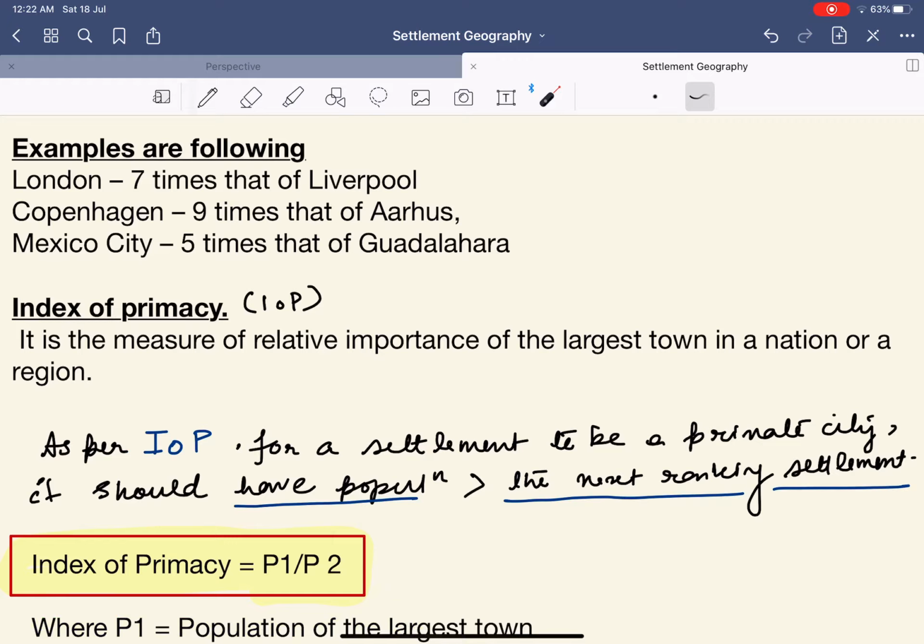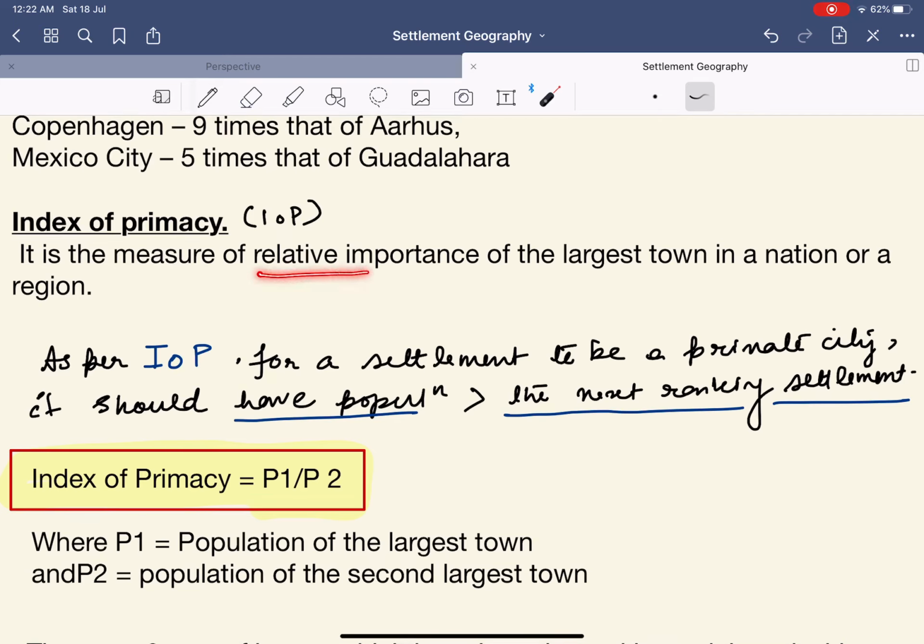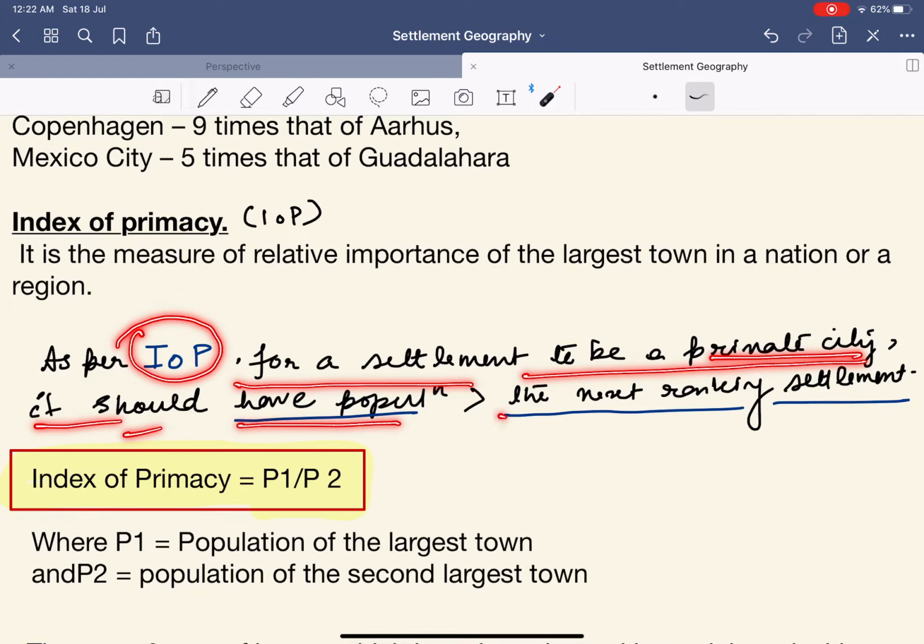Next, let us understand the concept of the index of primacy. What is this index of primacy? Index of primacy is nothing but the measure of the relative importance of the largest town in a nation or a region. Simply saying, how important a particular town is. That is called your index of primacy. As per the index of primacy, for a settlement to be a primate city, it should have a population greater than the next ranking settlement.